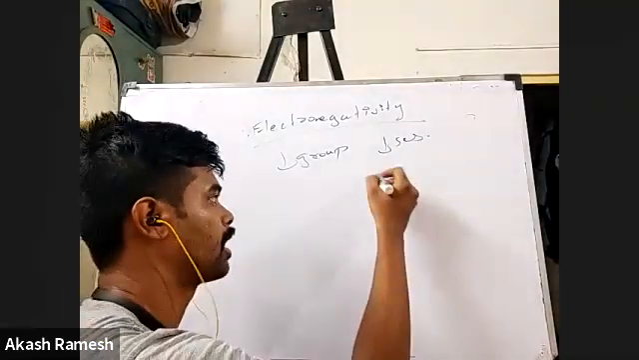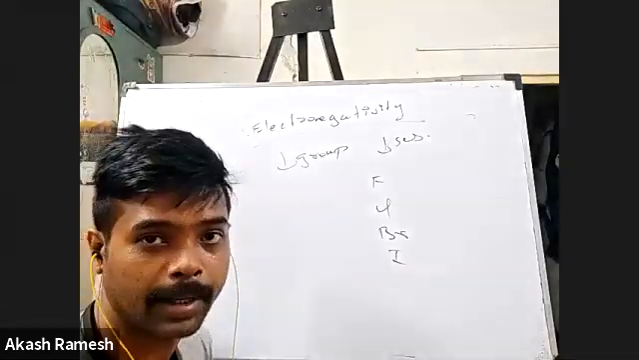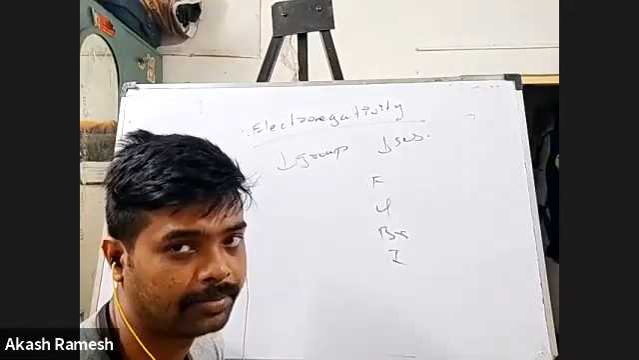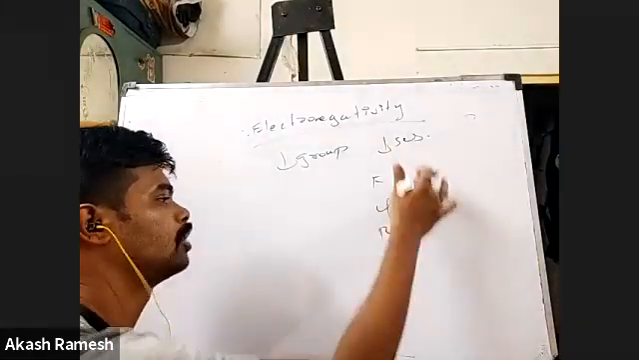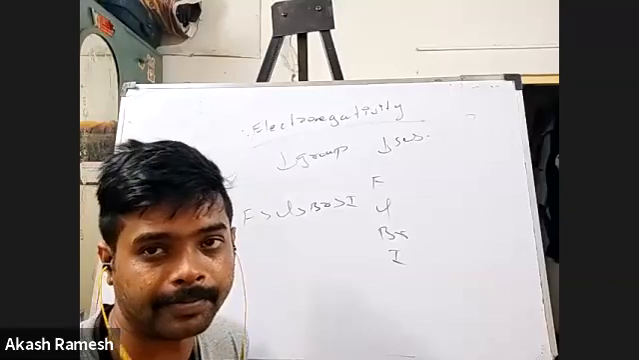Say for example, if I compare fluorine, chlorine, bromine, iodine, these are the halogens family in the same group. If I want to arrange them in the order of electronegativity, what will happen? Down the group it is decreasing. So fluorine will have more electronegativity than chlorine, than bromine, than iodine. This would be the order of electronegativity.